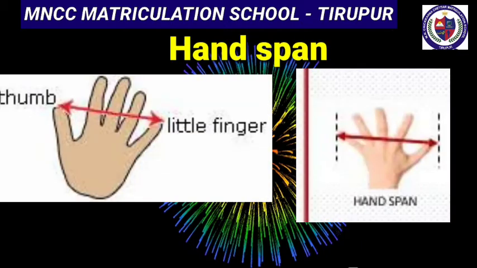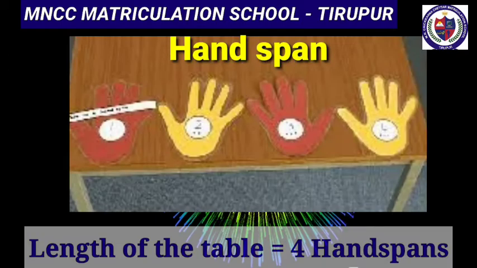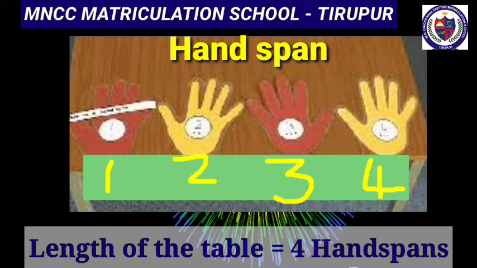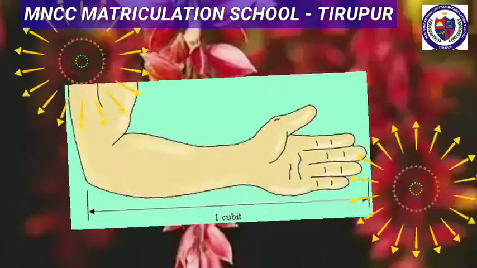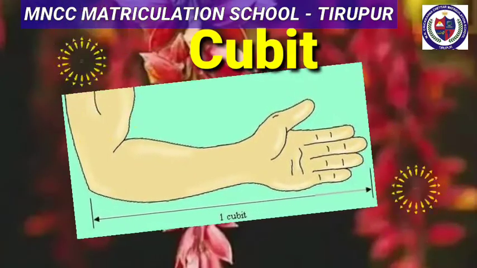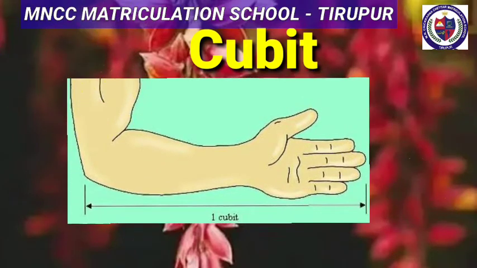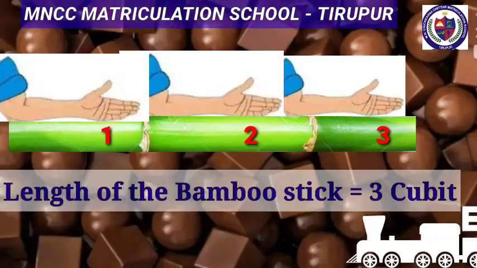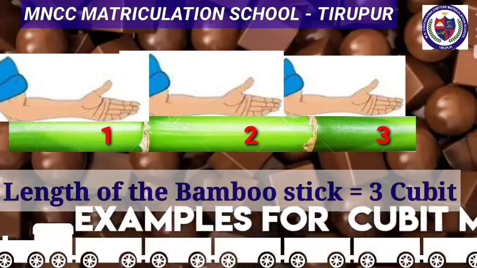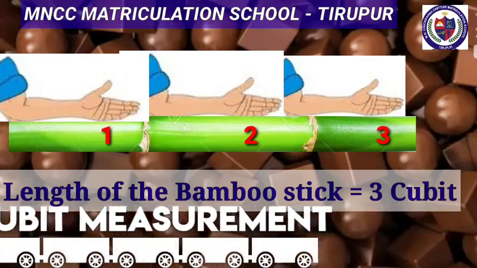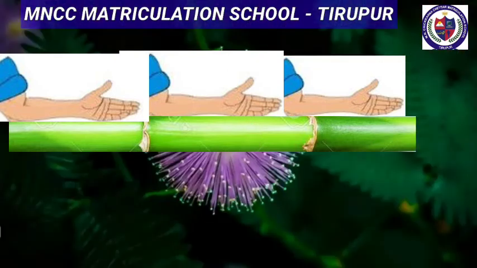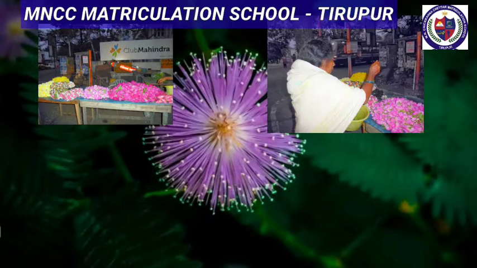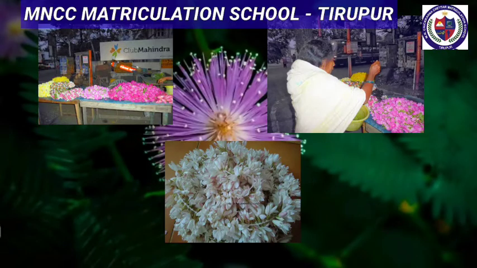Our next topic is handspan. To measure the given object with handspan, you can use your thumb finger to little finger. See the given picture. Here the table is measured using handspan. The length of the table is 4 handspans. Cubit, it is the distance between the tip of the finger to the elbow. Let us try some examples for cubit measurement. The length of the bamboo stick is 3 cubits, which is the distance between the tip of the finger to the elbow. See the given picture. In garland shops, the cubit measurement is frequently used.